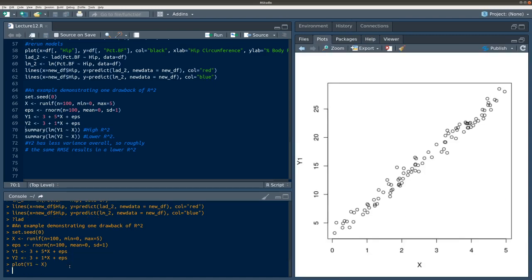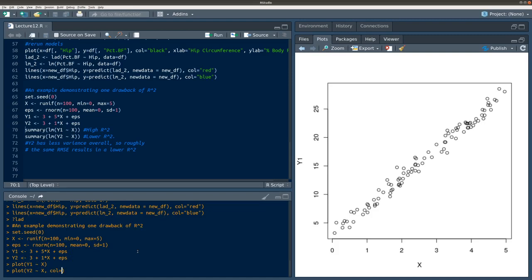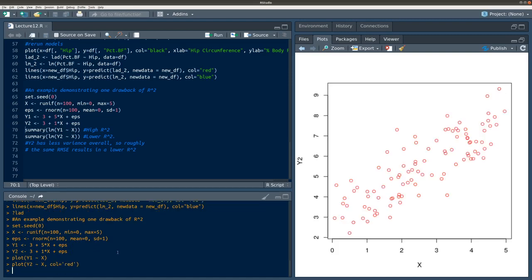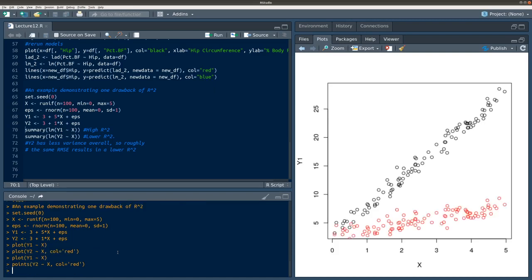y1 as a function of x, okay, let me just do this again. Plot y2 as a function of x. I'm going to make this color equals red. Oops. Just going to plot these on the same scale. Okay, so here's y and x. I maybe have a couple of points off the plot here, but we see the general trend.